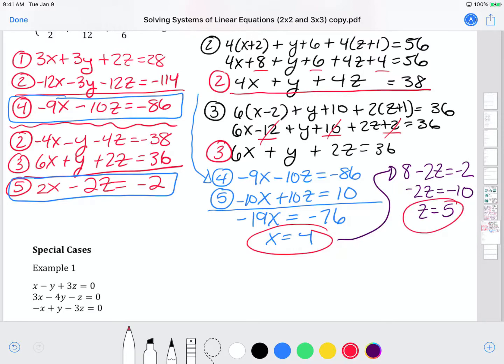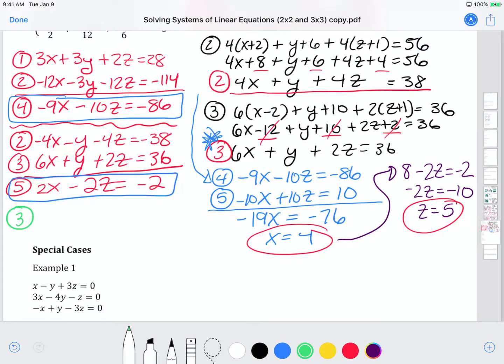And now I'm going to take x is 4 and z is 5 and plug it into one of the 3 equations that I cleaned up at the very beginning so I can solve for y. So let's say I pick equation 3. I'm looking at this equation right here, equation 3, and I can plug in 4 and 5 for x and z. So let's do this over here. I'll do it in green, that way we can see the different steps. So this is equation 3 now.